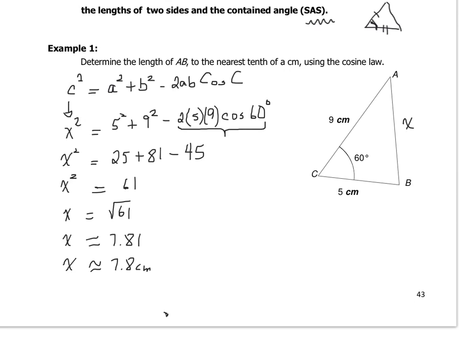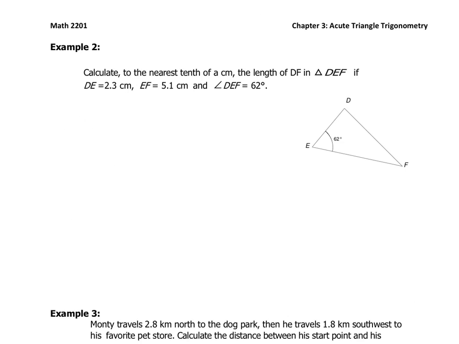Okay, so the next example asks you to calculate, to the nearest tenth of a centimeter, the length of DF in the triangle. So DF is this one right here. DE is 2.3 centimeters, and EF is 5.1 centimeters, and angle DEF is put in there for you at 62 degrees. So again, you have SAS, so you can use the law of cosines.